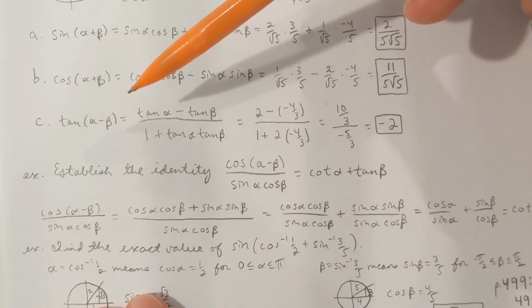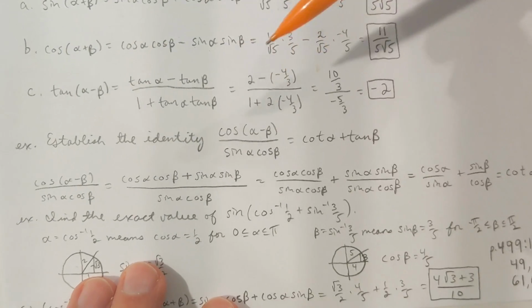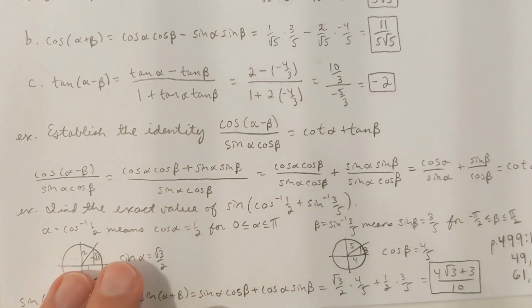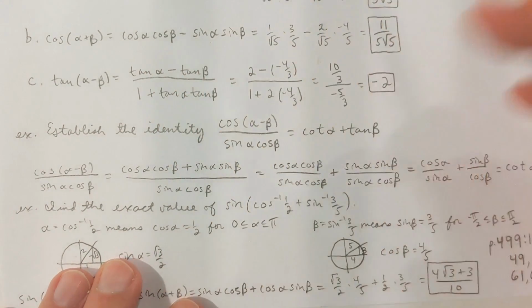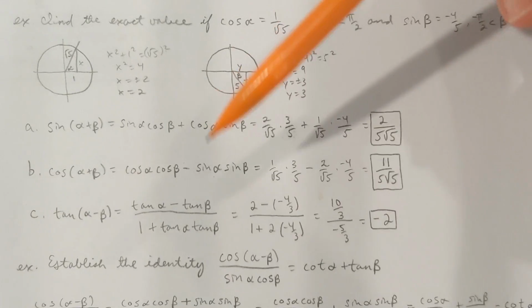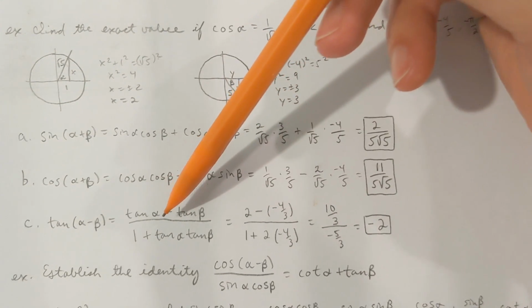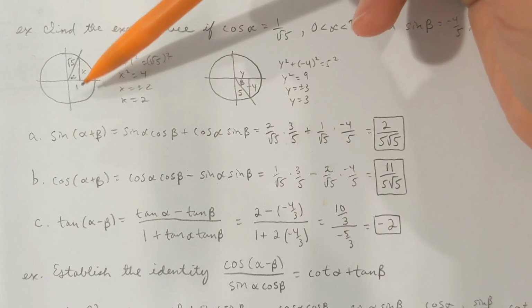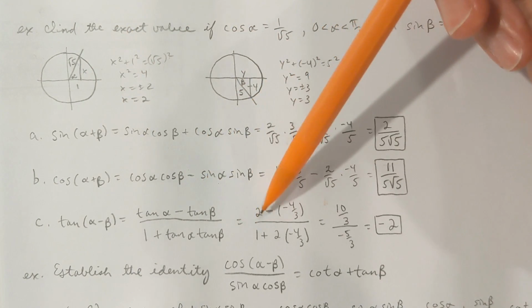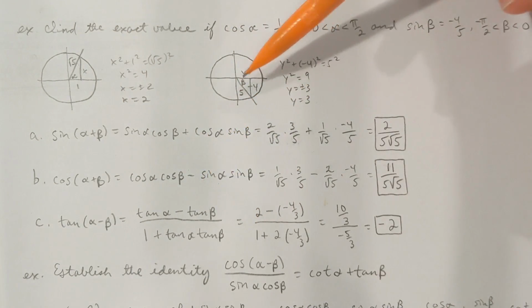Okay, part C, tangent of alpha minus beta. So I'm using my identity here, this one, and that way I can get the individual angles and not the sum or difference of them. Okay, now I can compute tangent alpha. Here's alpha, opposite over adjacent. That'd be 2 over 1 is 2, minus tangent beta.